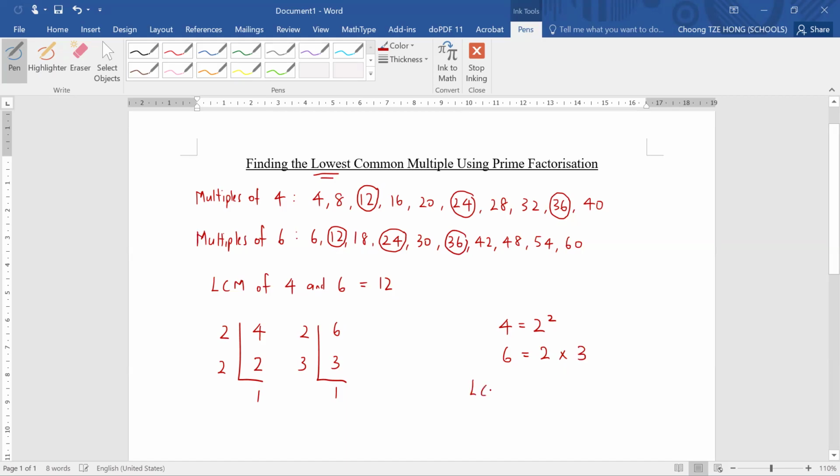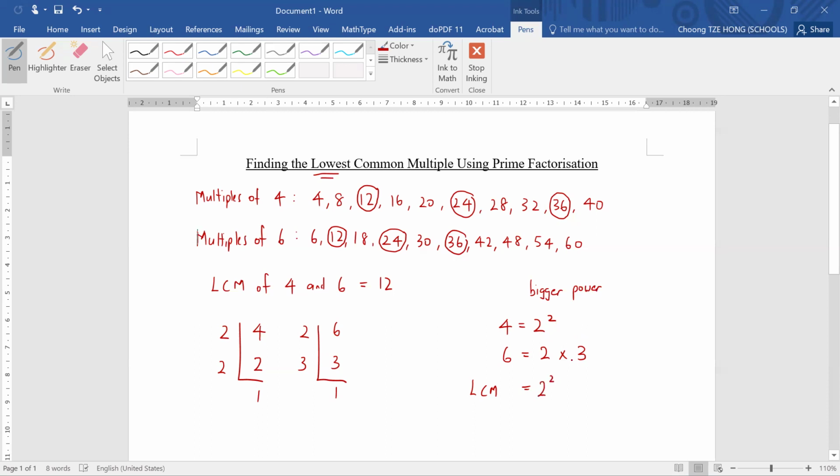So how can we get the LCM from the two numbers in their prime factorized form? Remember, for HCF, we compare each individual prime factor and take the one with the smaller power. So if we compare 2 squared and 2, we take 2 for HCF. But now we are doing LCM, so we do the opposite. We compare 2 squared, which is power 2, and 2, which is just power 1. If there's nothing, it's power 1. Now we want to take the bigger power, so we take 2 squared.